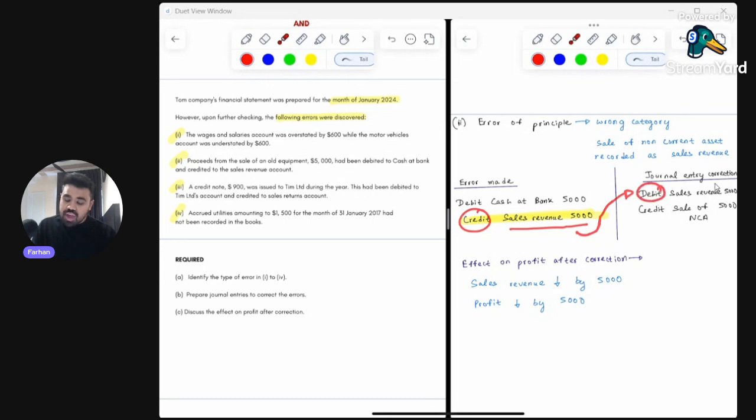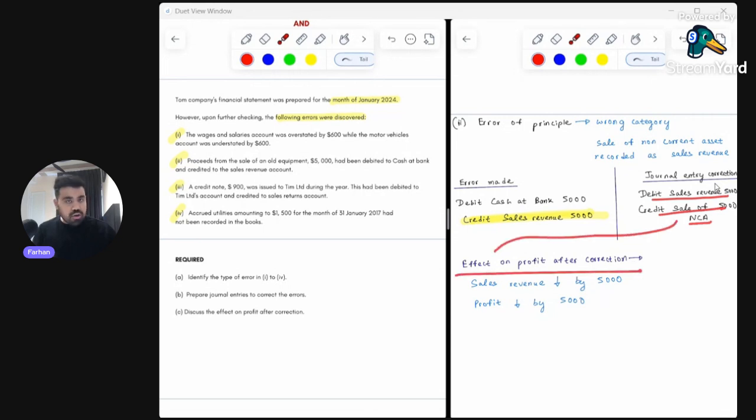So we are debiting the sales revenue by $5,000, and simultaneously we are crediting a separate account known as the sale of non-current asset account by $5,000. Okay, so once you have made this correction through this journal entry, where you are debiting sales revenue by 5,000 and crediting sales of non-current asset by 5,000, what's the effect on profit of the correction?